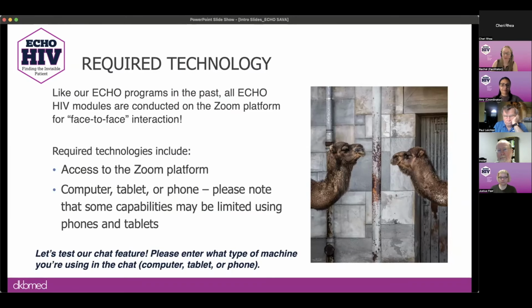All right. So if you're here, you obviously have the required technology, but just a reminder. All you'll need is access to Zoom. You can use your computer, your tablet, or your phone. Just note that some capabilities may be limited on phones and tablets, like the chat feature or any of the other features. So we want to test it out. If you wouldn't mind opening the chat, just enter what type of machine you're using, computer, tablet, phone. Just want to make sure that everyone's comfortable using the chat.